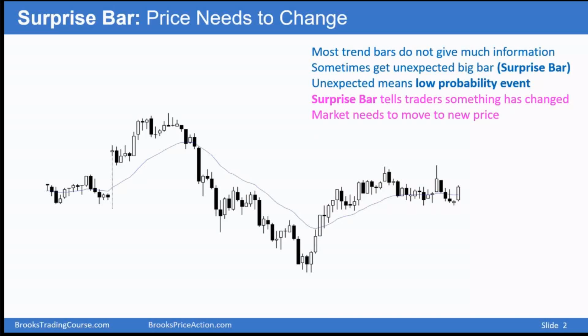Most of the time when the market's in a trend, you know the market is going one way, either up or down, but you do not get a lot of information about possible transitions. Sometimes you'll get an unexpected bar. It can either be in the direction of the trend or in the opposite direction. A big bar means that something is different, and that is a low probability event. The probability is that the trend will continue, but now you're getting a surprise bar, a surprisingly big bar. The market needs to move to a new price, or at least it has to check if the new direction will lead to a move or if it's simply a trap.